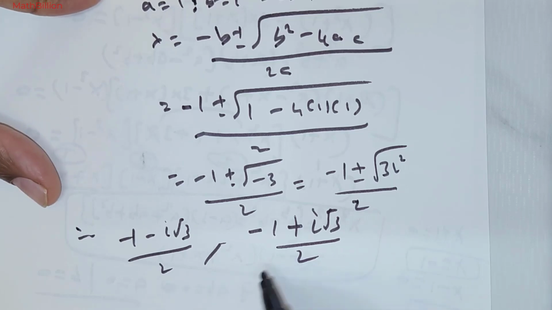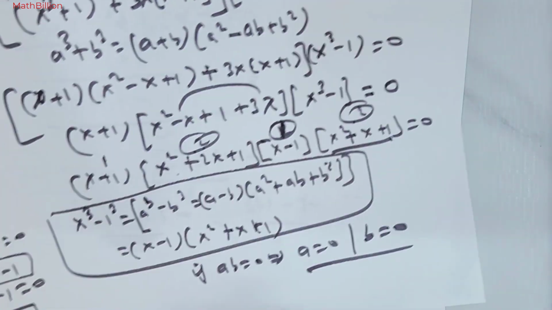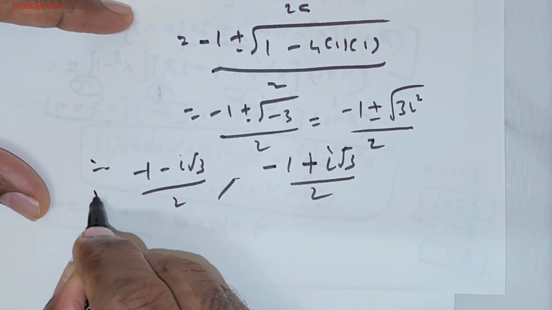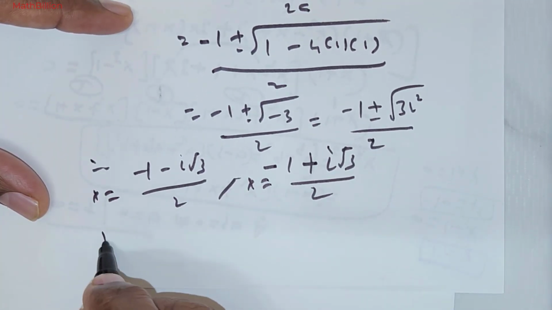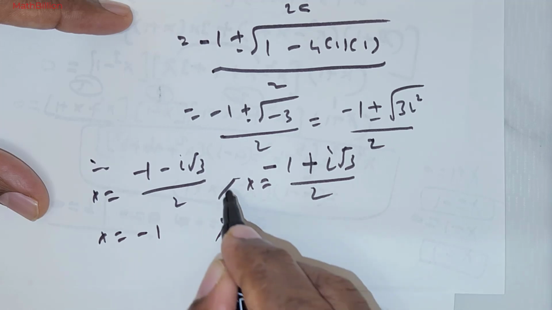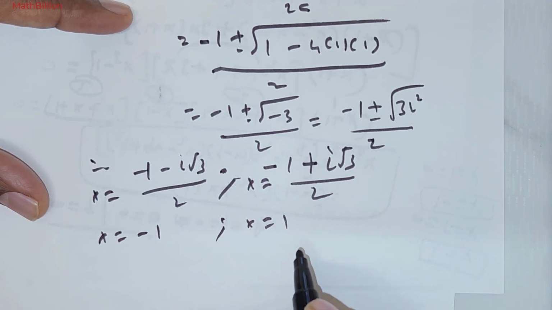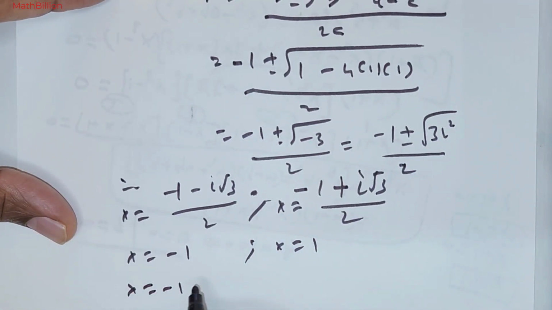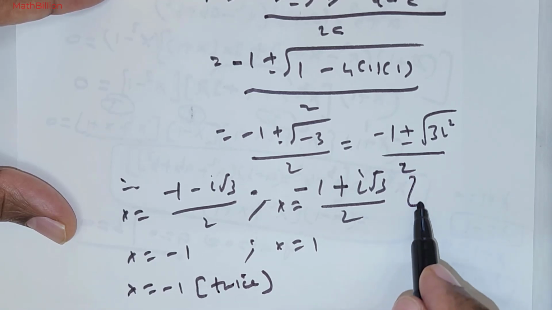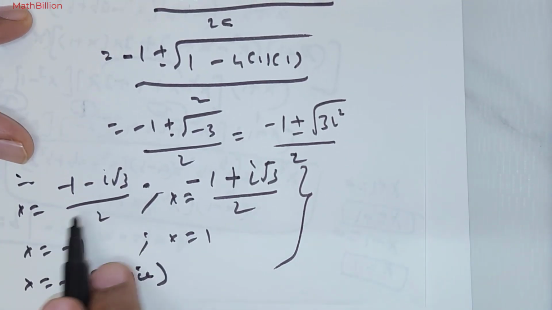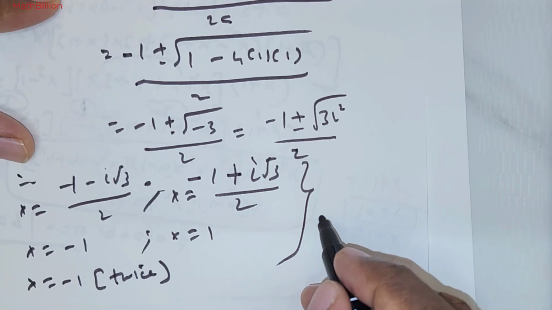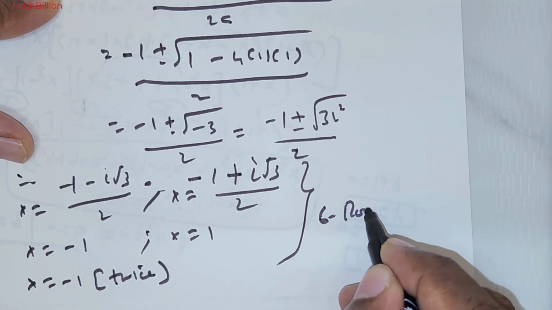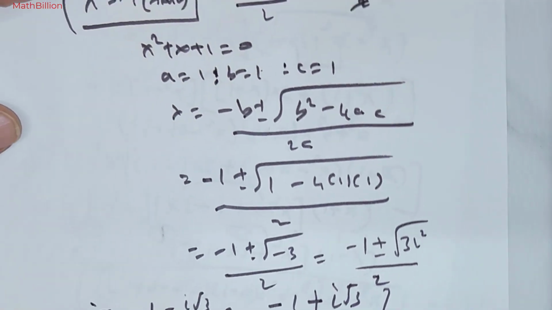So if you were to write all the roots, you have x = -1 and x = 1, and x = -1 and x = 1, and then you have x = -1 twice. So 6 roots have been got, out of which 2 are complex, the 4 are real. Okay, so in all we have 6 roots for this question.